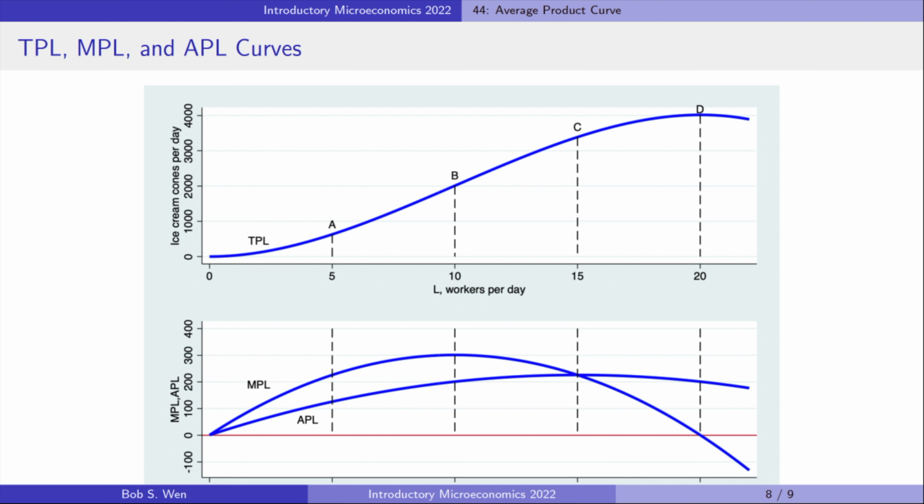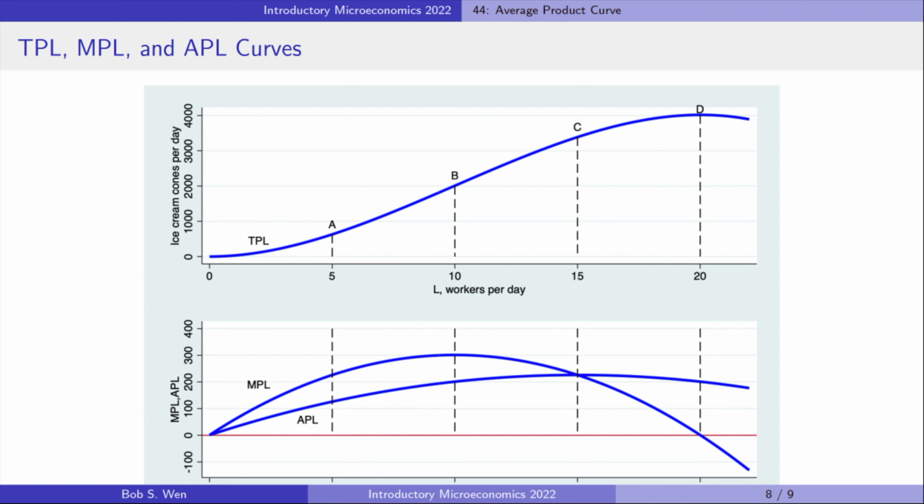If an extra worker adds more output than the average product of the initial workers, the extra worker raises the average product. So when the marginal product is above the average product, the curve will be upward sloping. This is the part from the origin to point C.